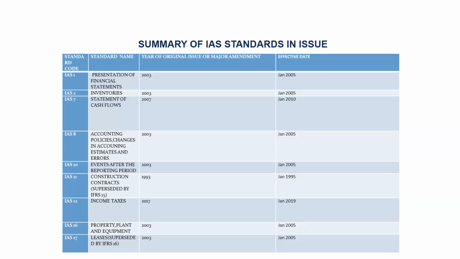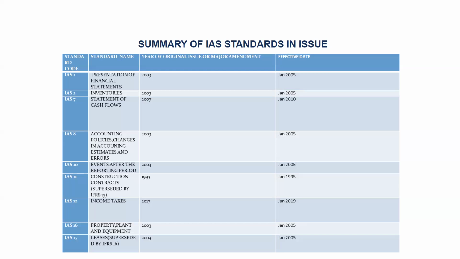IAS 11 dealt with construction contracts, and as we mentioned, it was superseded by IFRS 15. IAS 12, income taxes, is a standard that addresses matters related to income taxes, and it talks about deferred taxes and current taxes. The standard was issued in 2017 and was effective from January 2019. IAS 16 deals with property, plant, and equipment. This standard was issued in 2003 and was effective from January 2005.